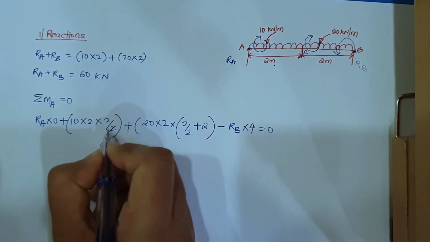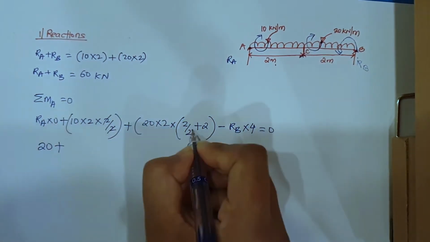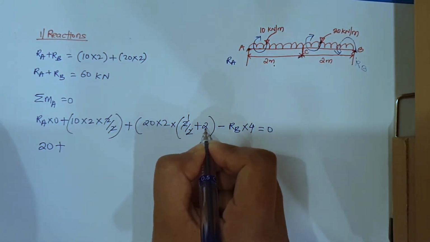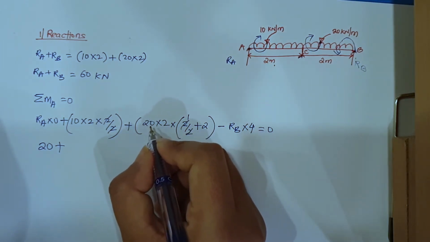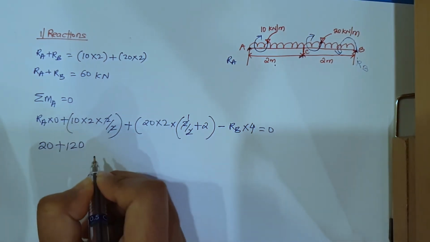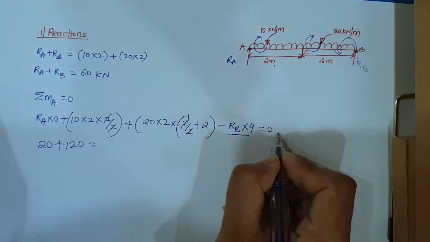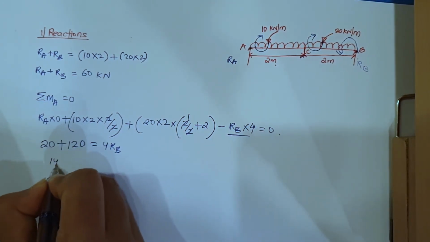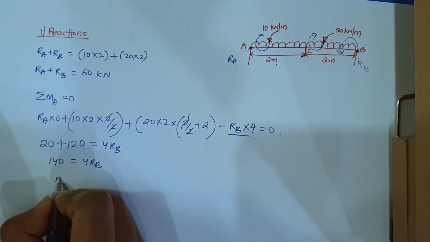Right, so cancel this, and here what will come? 20 plus, cancel this, 1 plus 2, 3, 3 into 2, 6, 6 into 20, it will come 120 equals to, now I'm sending this to the right hand side, so it will be 4 RB. This will be coming equal to 140 equals to 4 RB.